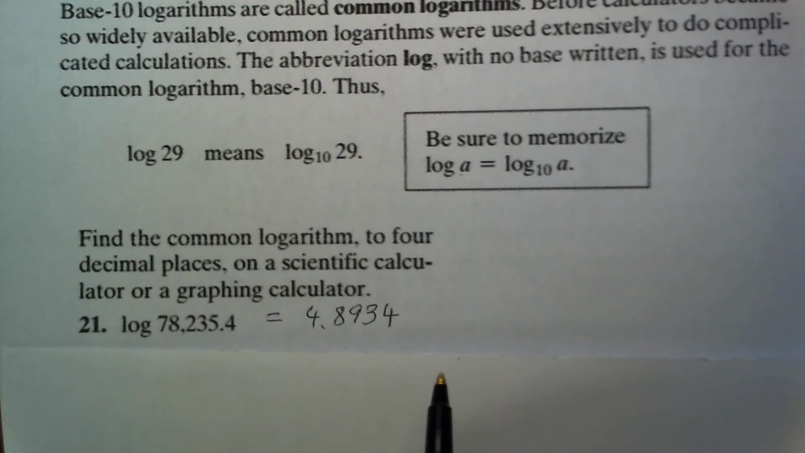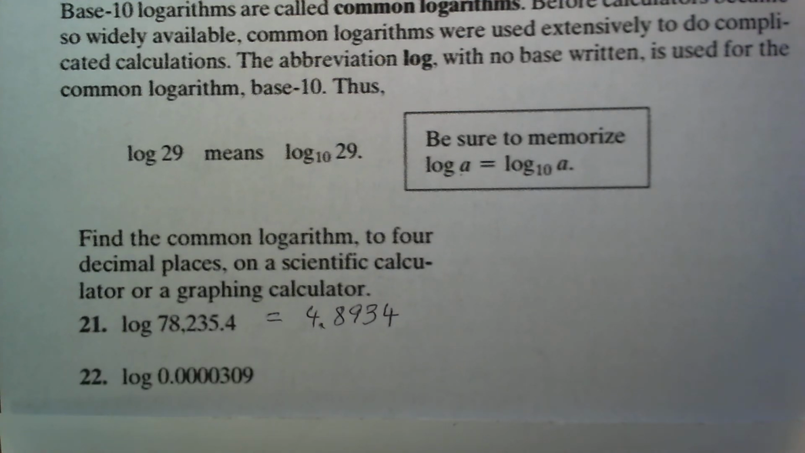Let's just think about the answer to see if that makes sense. 78,235.4 is between 10,000 and 100,000, and the log base 10 of 10,000 would be 4, and the log base 10 of 100,000 would be 5. So the answer should be between 4 and 5, and it certainly is, and it's closer to 5 than to 4, because 78,000 is closer to 100,000 than to 10,000. So you can always compare the answers and see if they make sense.